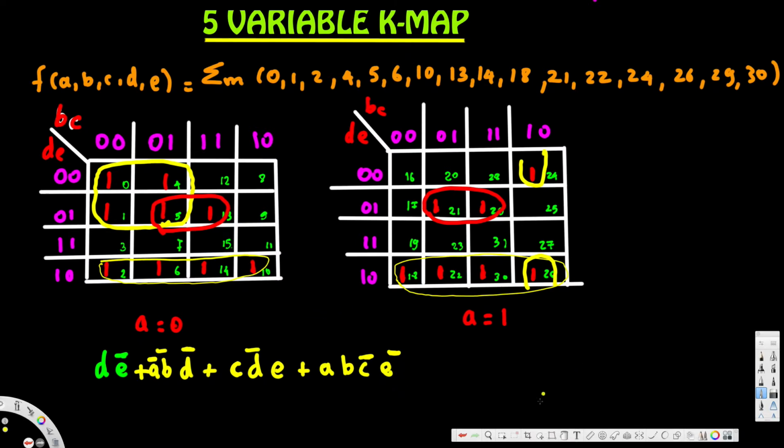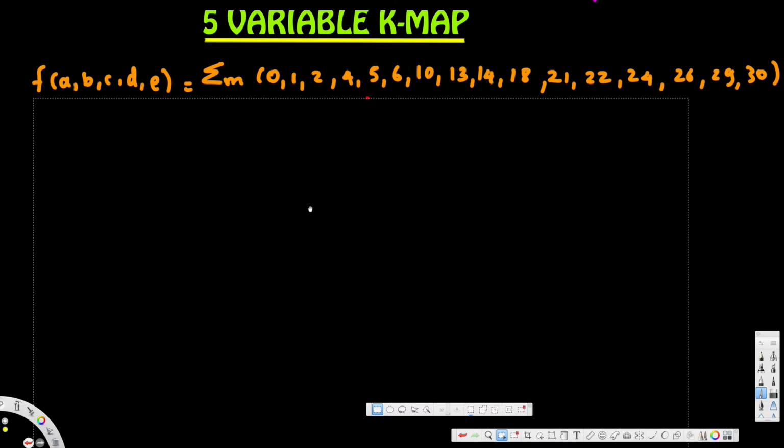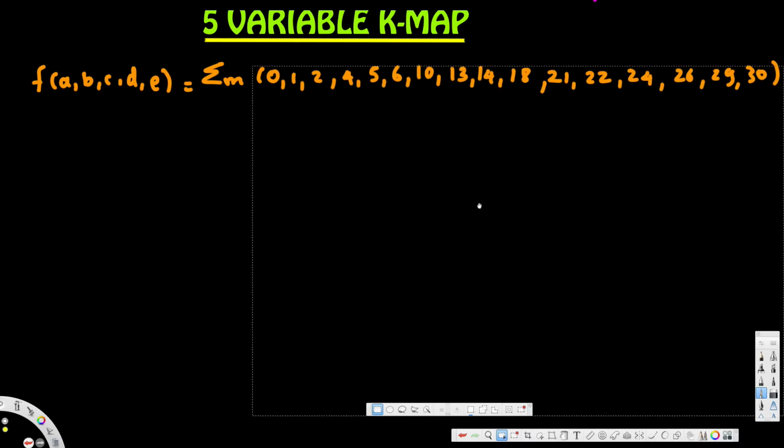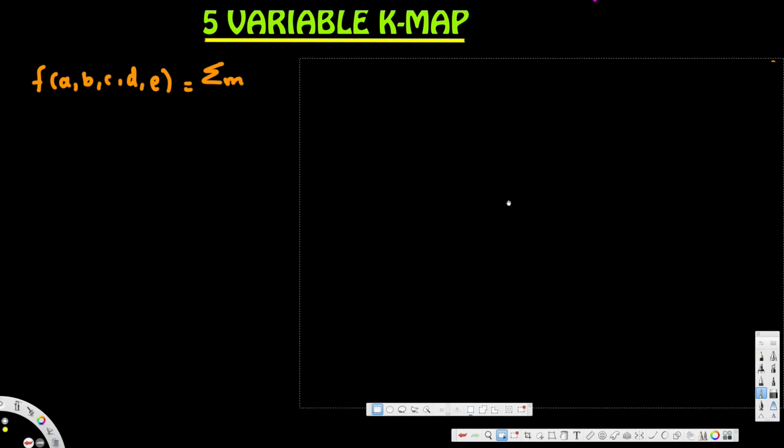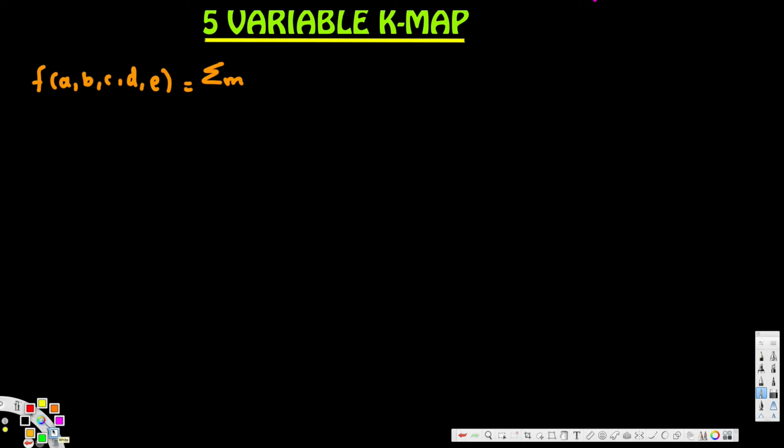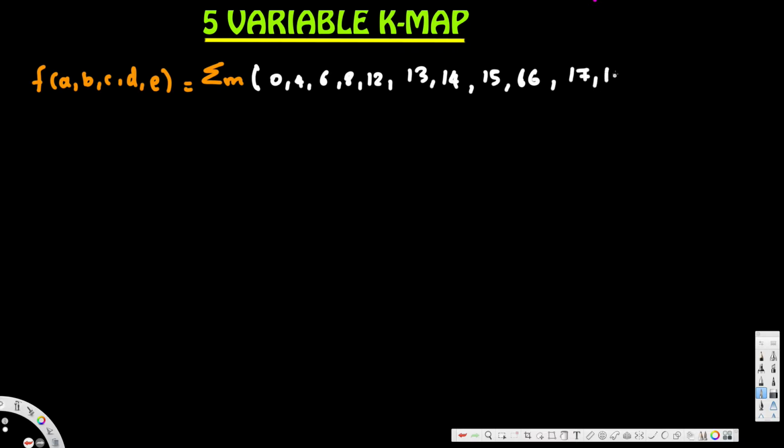Now let's look at another example. Let's get rid of this part. Okay, so let's say we have some other minterms. Okay, let's write the minterms. Sigma m is given 0, 4, 6, 8, 12, 13, 14, 15, 16, and then 17, 18, 21, 24, 25, 26, and here we have 28, 29, and then 31. So this is the one we have right now. Now let's go ahead and create the K-map.